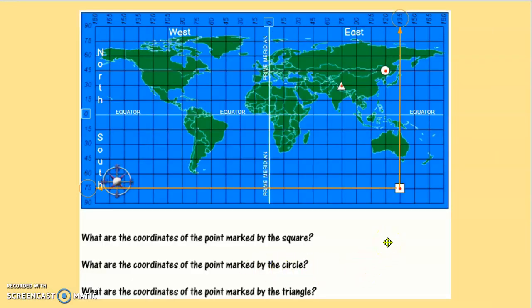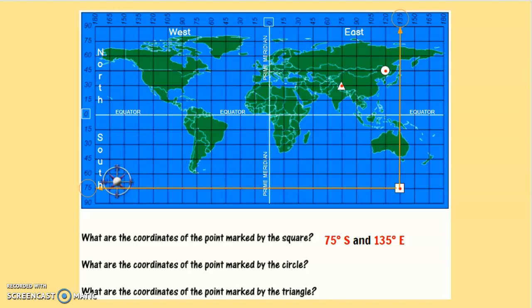First of all, we're going to look at the square. I see the square is below the equator, so it's going to have a first measurement of southern. We always use the line of latitude first. So we have a southern measurement of 75 degrees, and it is eastern of the prime meridian, so we have an eastern measurement of 135 degrees, and we would write it like this: 75 degrees south and 135 degrees east.